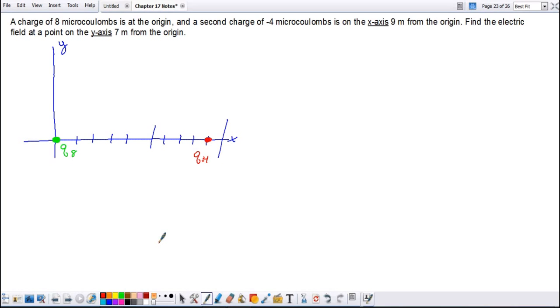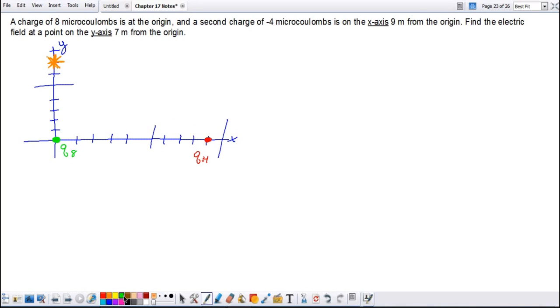Then we want to find the electric field at a point that's on the y-axis, 7 meters from the origin. So 1, 2, 3, 4, 5, 6, 7. I'm going to go up 7 meters, and this is where I want to find the electric field. Now there's no charge there, but there's still an electric field at this spot. So let's get started by finding the electric field at this point from the 8 charge and the electric field from the -4 microcoulomb charge.